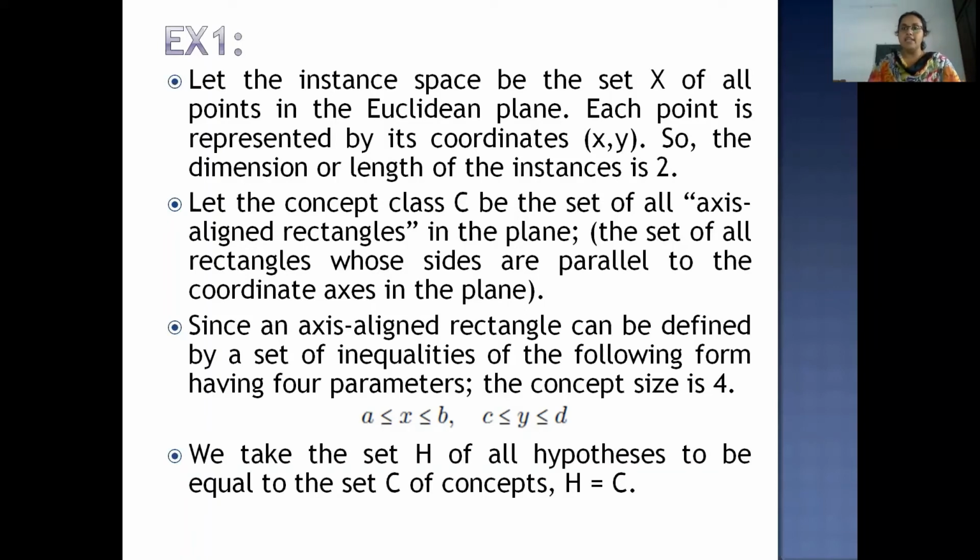So നമുക്ക് ആകെ വേണ്ടിയത് 4 പോയിന്റ് ആണ്. x minimum, x maximum, y minimum, y maximum. ഇത്രയും സംഭവങ്ങൾ നമുക്ക് വാല്യൂസ് a, b, c, d നമുക്ക് കിട്ടുവാണെന്നുണ്ടെങ്കിൽ we will be able to draw the rectangle. We take the set of hypotheses of all hypotheses to be equal to the set C of concepts. So whole hypothesis class എന്ന് പറയുന്നത് നമ്മുടെ concept class. അപ്പൊ ഈ particular കേസിൽ പറഞ്ഞിരിക്കുന്നത് whole Euclidean സ്പേസിൽ ഉള്ളത് നമ്മുടെ concept class ആണെന്ന് പറഞ്ഞിരിക്കുന്നത്. So hypothesis can be anywhere inside that concept class.